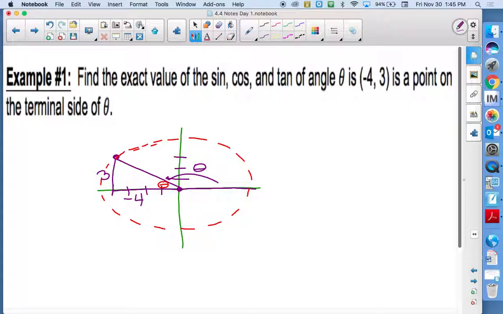What's the radius of this circle? So r is equal to the square root of x squared plus y squared. Taking the square root of that, it's 5, and isn't this the 3, 4, 5 triangle? Exactly. So it is the 3, 4, 5 triangle. If you didn't recognize it, you would end up getting the square root of 25, or it's a 3, 4, 5 triangle.